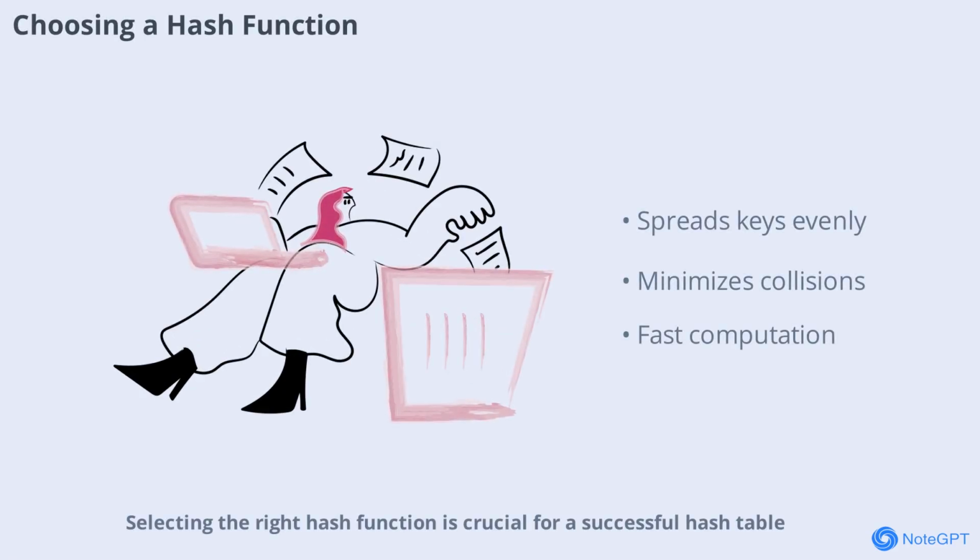Selecting the right hash function is crucial for a successful hash table. A good hash function spreads keys evenly across the table, minimizing collisions and keeping performance high. It should be fast to compute and work well with the types of keys you're using. Many programming languages offer built-in hash functions, but sometimes you'll need to design your own for special cases.